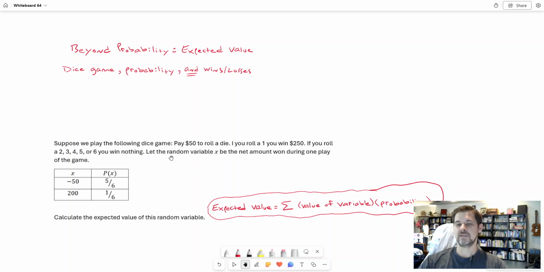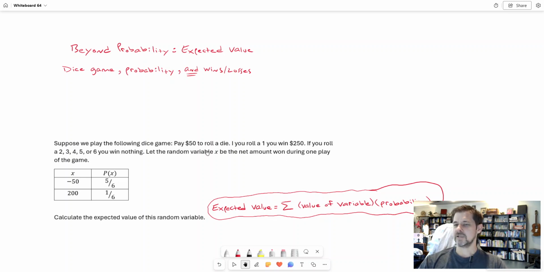All right. So now the way that this fits into our class, as far as the bigger picture goes, is with this thing called a random variable. Now, since I've already introduced the game to you, I'm going to say, well, here's what the random variable is going to be as I conceive of this problem. I want the random variable x to be the net amount won during one play of the game.